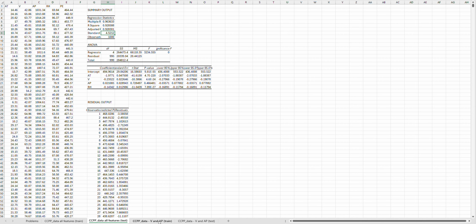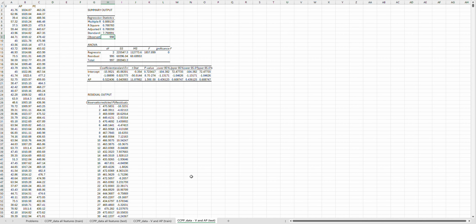And now if we look at the second scenario where we only included the V and AP variables, you can see that the adjusted R squared has dipped a bit here to 0.789, which is below the threshold of 0.9 that I had set before. So a majority of the variance in PE may not be explained utilizing these features in the model. And additionally, the standard error has also increased to 7.79, which is not ideal.